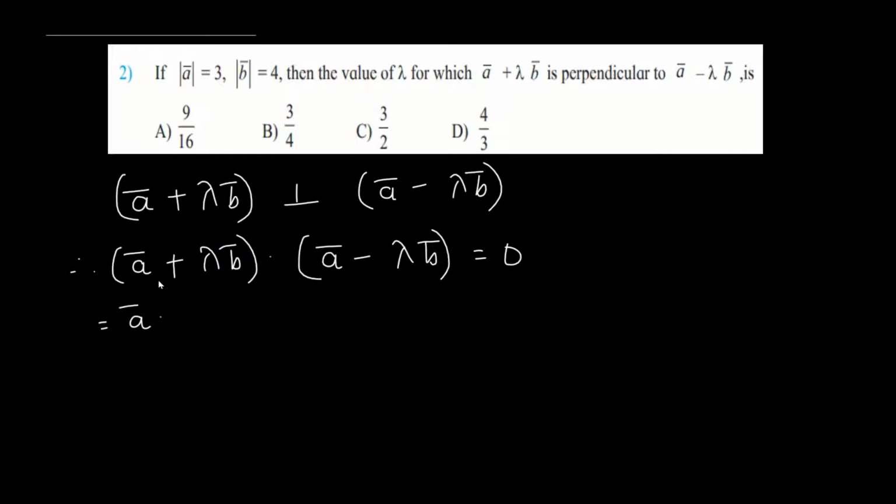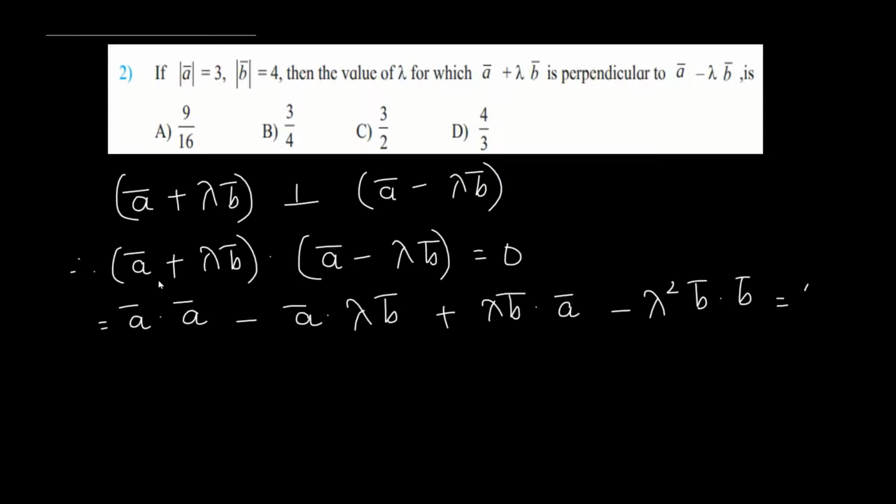Now if two vectors are perpendicular, their dot product is 0. So we take advantage of that fact: (A + λB)·(A − λB) equals 0 because the vectors are perpendicular to each other. Therefore, opening the brackets, we have A·A − A·λB + λB·A − λ²B·B equal to 0.